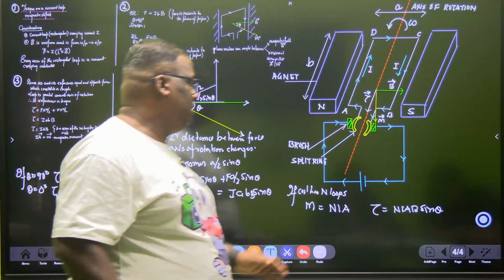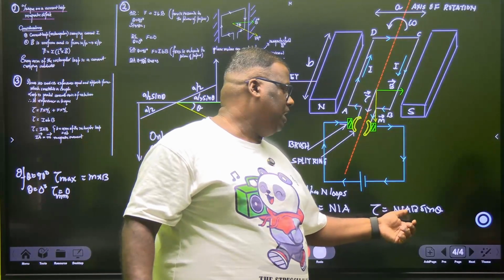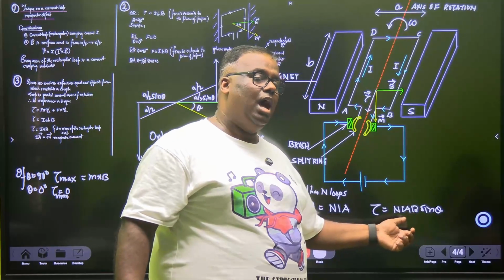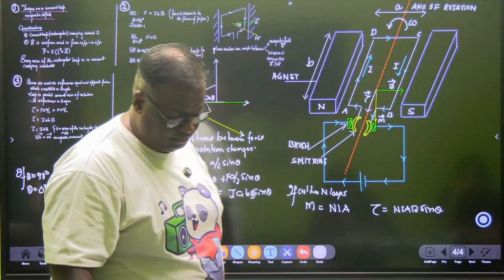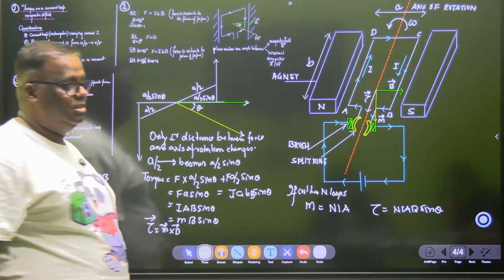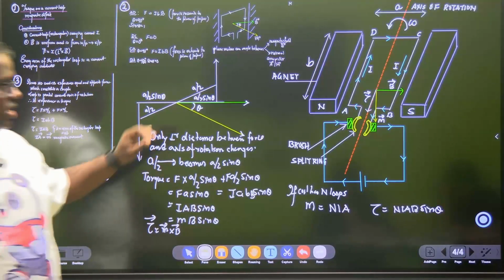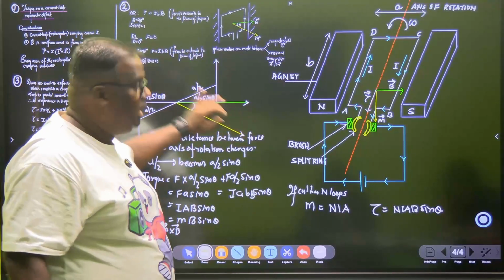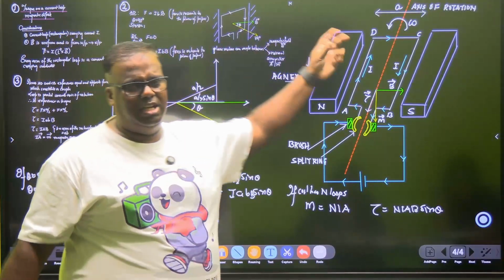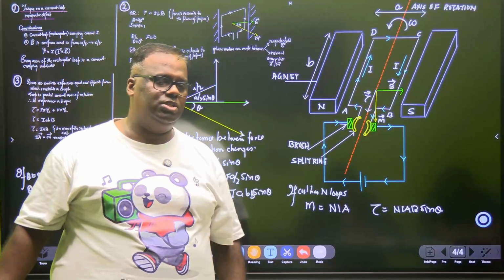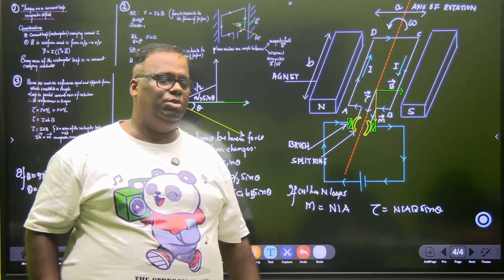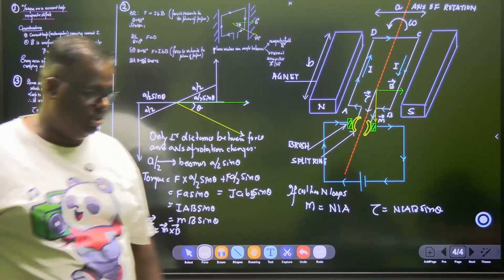Nothing great I have written. See children, torque was IAB sine theta. IA is M, so MB sine theta. It becomes NIAB sine theta. Done. Now make one T column, and write electric dipole, magnetic dipole. Three lines and we are done. One more class, children, in which we will do galvanometer, and then we will be thorough with this chapter.